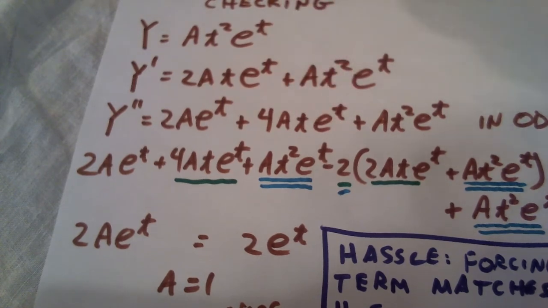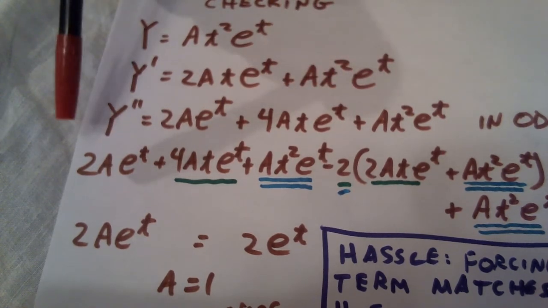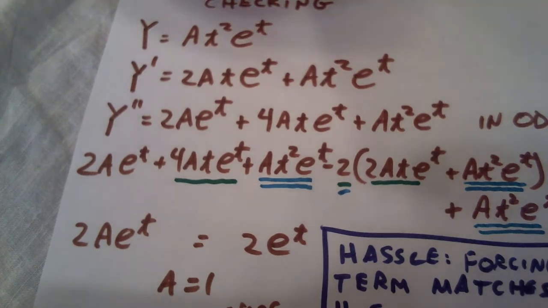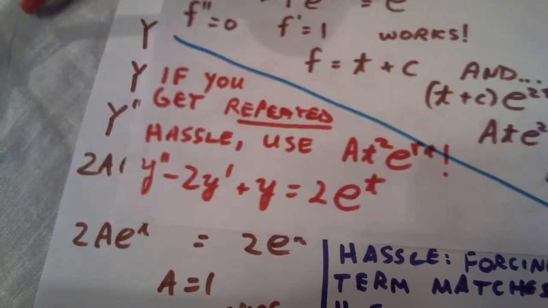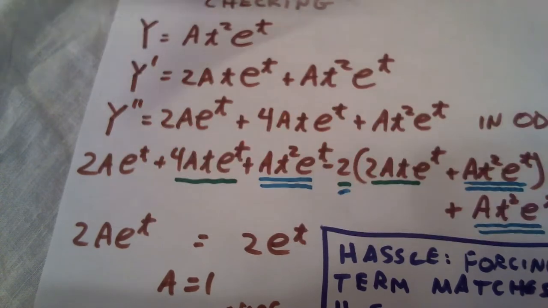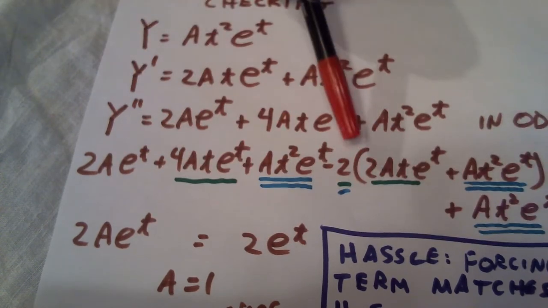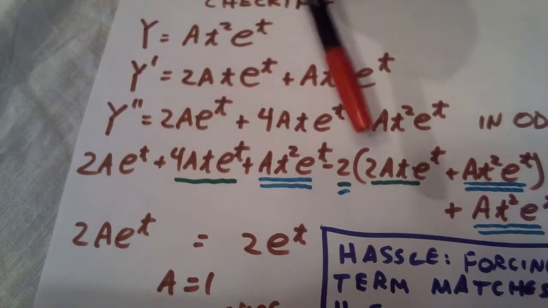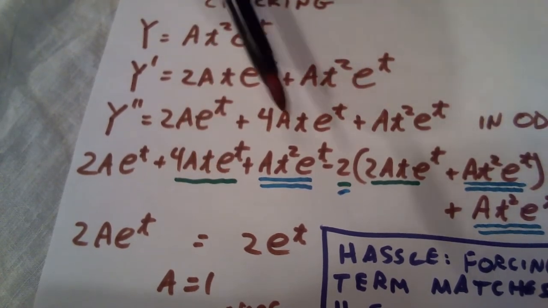Then I substitute back into the ODE, which was, remember, y double prime minus 2y prime plus y. So y double prime minus 2y prime plus y. And then I've tried to underline to show you what's going on here. These are not equal signs.